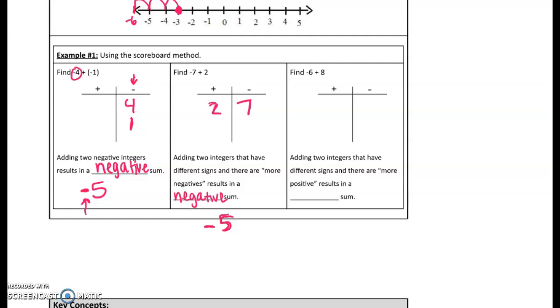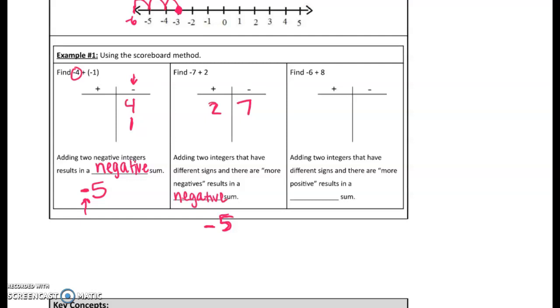So again, the negative team had 7 points, the positive team had 2 points. So the negative team is winning by how many points? To get from 2 to 7, so 2, 3, 4, 5, 6, 7, that gives us 5. And it's the negative team that's winning. Let's look at one more example.